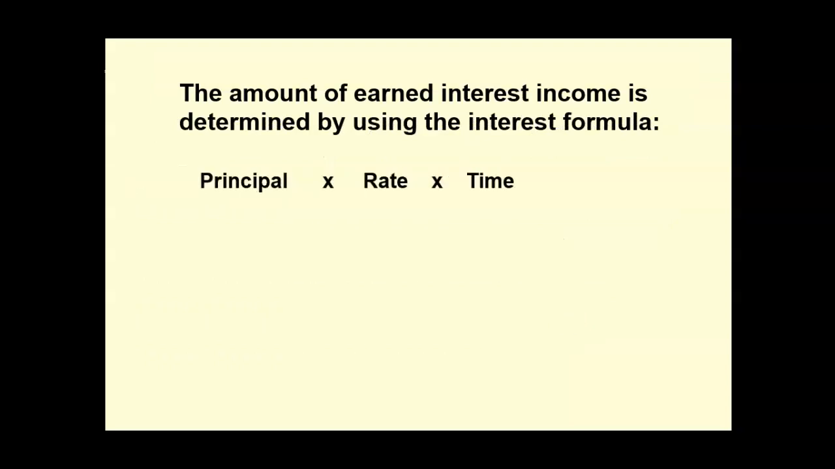So interest equals principal times rate times time. We take 1,200, the principal amount. The rate was 15%, and our time factor would be 2/12 because the note was issued on November 1st, and our accounting period ends on December 31st. From 11/1 to 12/31 is a 2-month time period.